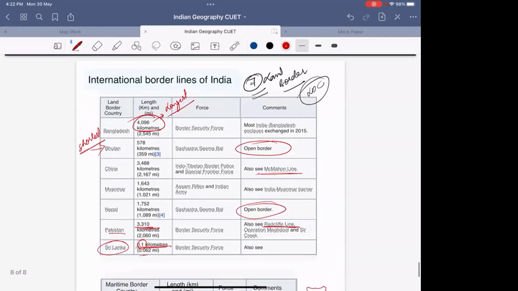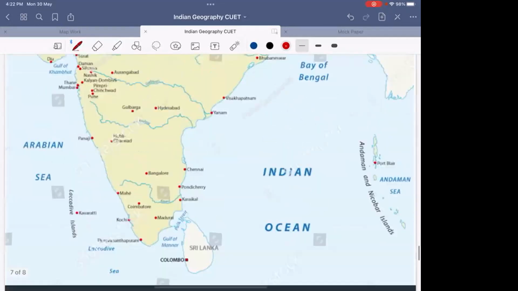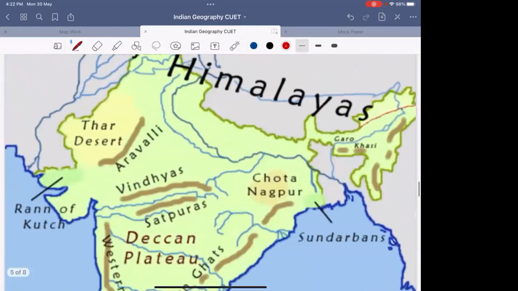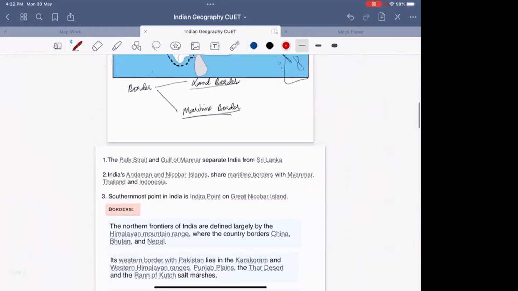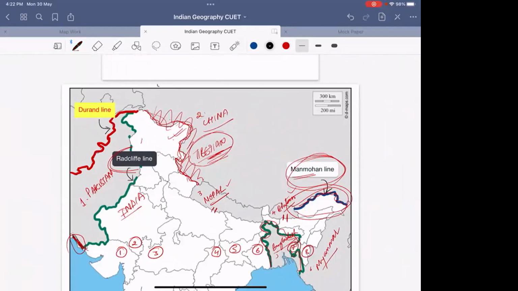Then one else, Durand line. Yeah, I forgot about the Durand line. Durand line is also important, though it doesn't share border with India. It is the controversial one. Durand line is the line that divides Pakistan with Afghanistan. But it plays an important role in the international border of India because of this area.